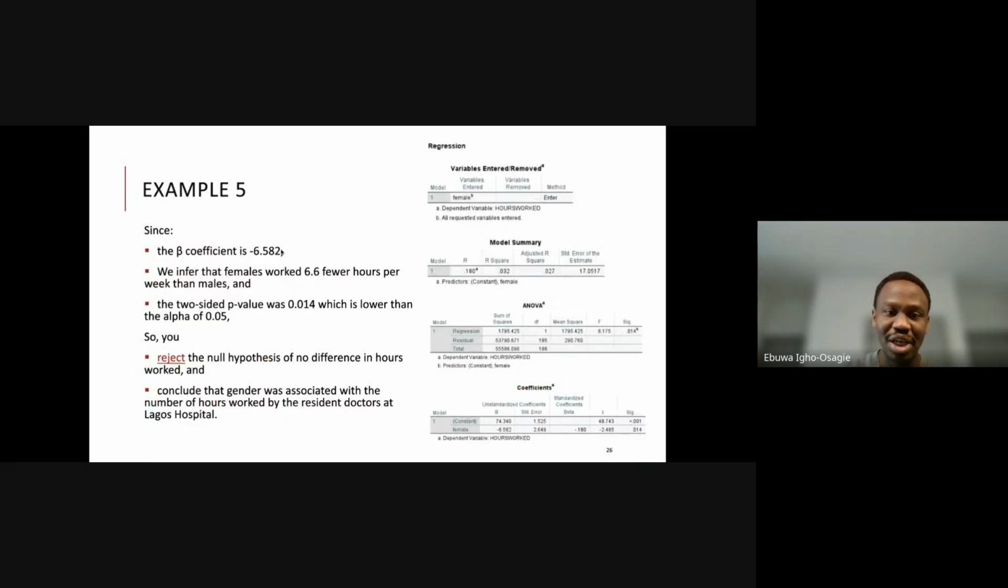And this makes my point. So let's start from here. We see variables entered: female. Look at our adjusted R square, 1, 2. So this is a 3.2% prediction. But what is our p-value?